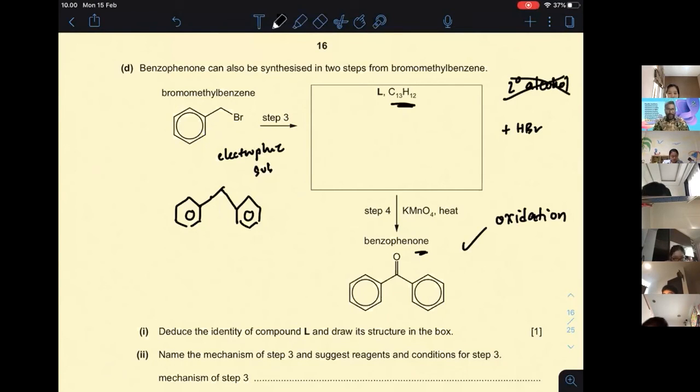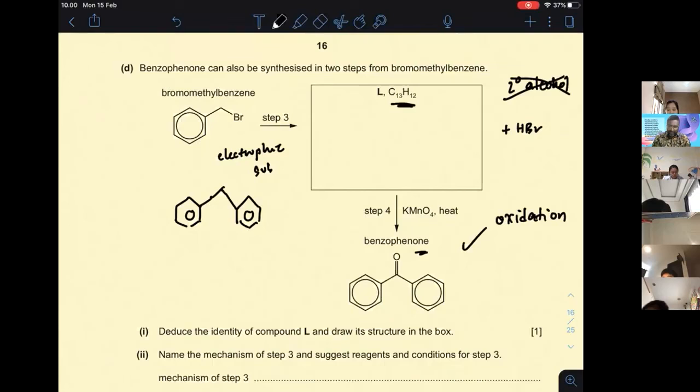So here, what is going to happen? When I see C13 and I have C7 here, of course there is going to be a reaction with another benzene. Something to do with another benzene. So what is going to be the step? Basically you have a bromomethylbenzene that is going to react with a benzene. That is the only thing that I can think of. A benzene.